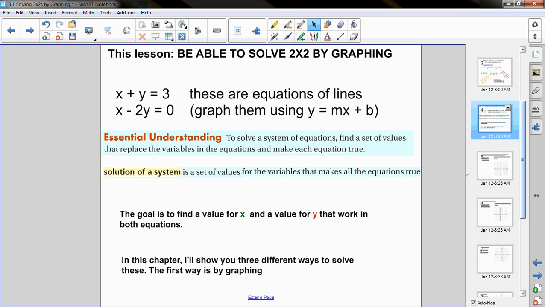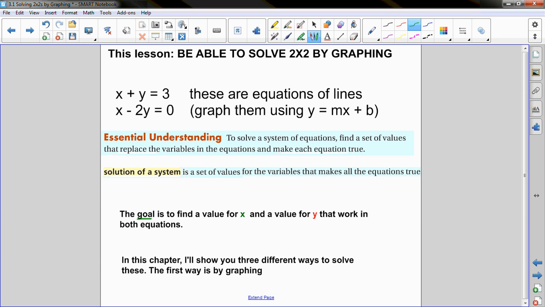These are just kind of a repeat of what I did. Okay, here's our goal. Our goal, you're going to find a value for x and a value for y that work in both equations. Okay, that's our goal. That's what we're going to do. So I say solve the system. That's what you're going to do. How are we going to do that?